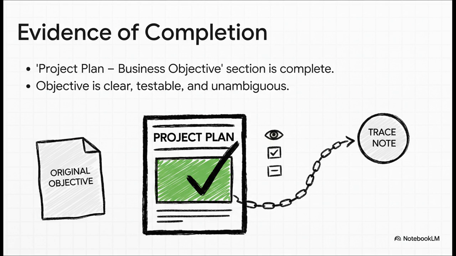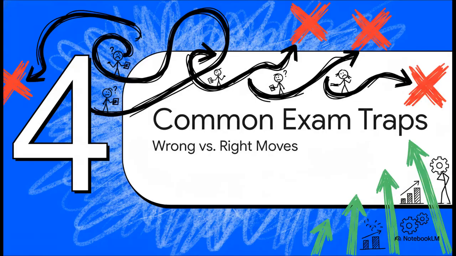It's a note that connects the final, polished objective in the plan all the way back to the original one from the start of the phase. It proves you haven't lost your way. Okay, time to talk about the traps. This is where people trip up on the exam all the time. Let's look at the 3 biggest pitfalls for this task so you can steer clear of them.